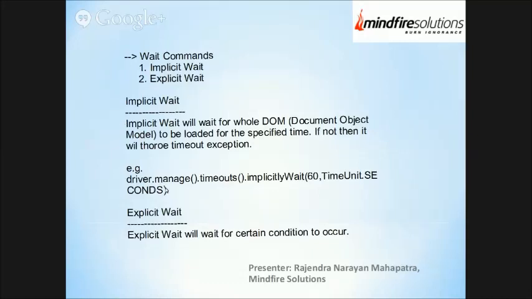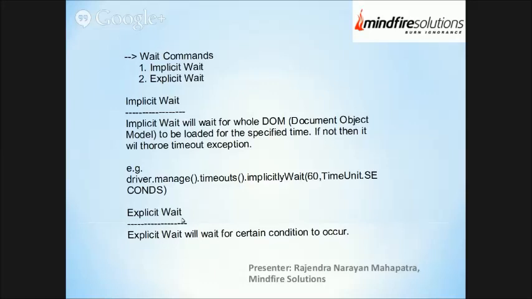And this is an example of how we can use implicit wait: driver.manage().timeouts().implicitlyWait, with 60 and TimeUnit.SECONDS. You can use seconds, days, minutes, but we are using seconds. And explicit wait will wait for a certain condition to occur. Certain condition in the sense like wait for element to appear, wait for element to disappear, wait for element to be clickable, wait for element to be enabled, wait for alert to come. So these are explicit waits.